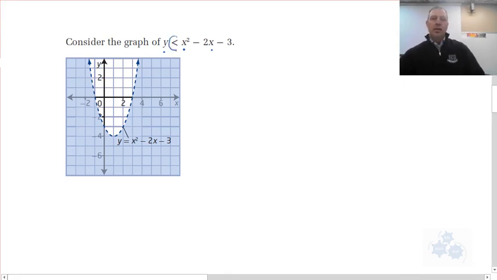Notice that this is a not-or-equal-to, so the boundary line, which is this equation here, this is the boundary line, right? This right here, if we were to graph that, that's the boundary. Because there's no equal to, the boundary has to be a dashed line, okay?